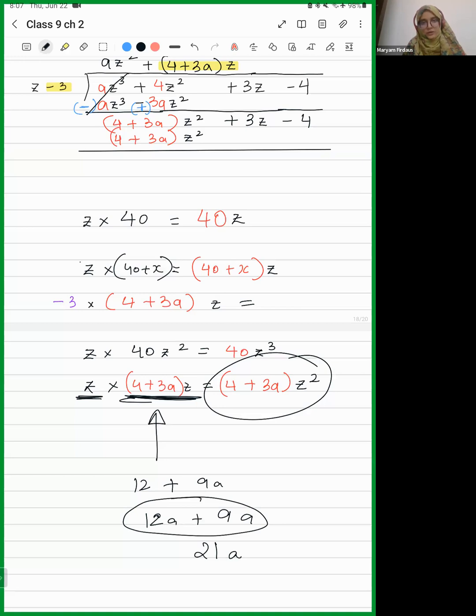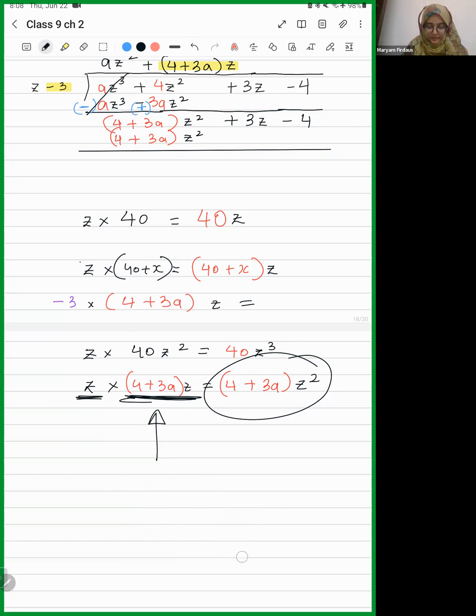Ma'am, I added 4 plus 3 before. That's all. You added 4 plus 3. You made the same mistake. Remember the same thing we were talking about over here in the first step. So we will not add 4 plus 3. Sorry about that. This will become, you will just simply write minus 3 times 4 plus 3a z. You can just simply leave it like that.